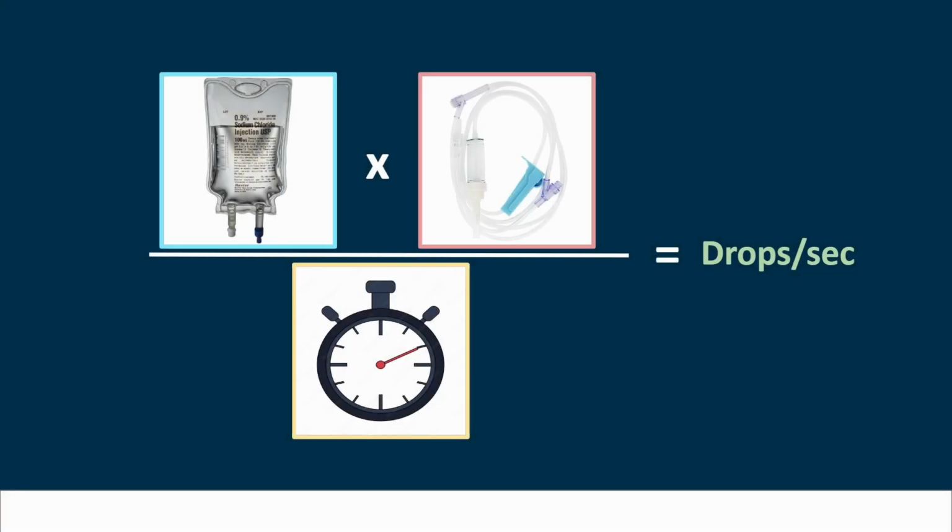In summary, this is how the math is done. I take my volume, I multiply it by my drip set, and I divide it by my time in seconds, because I'm counting drops in seconds.